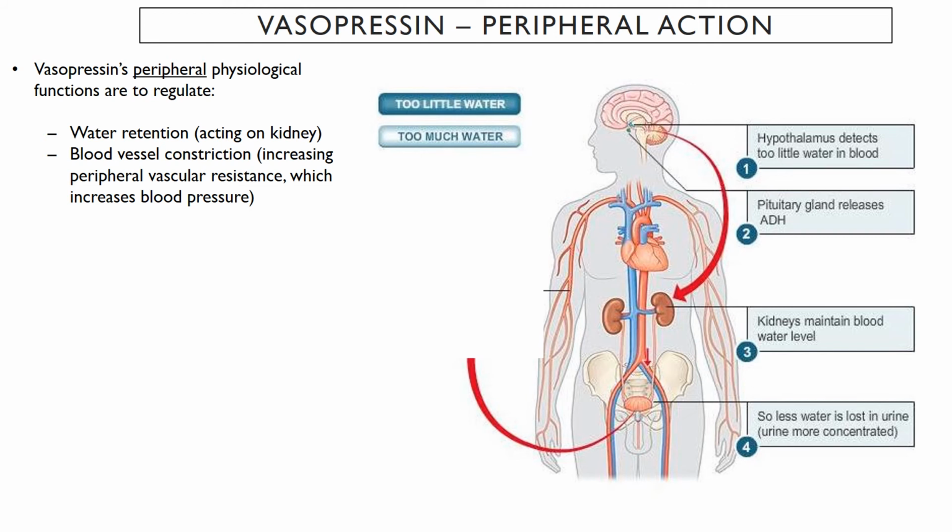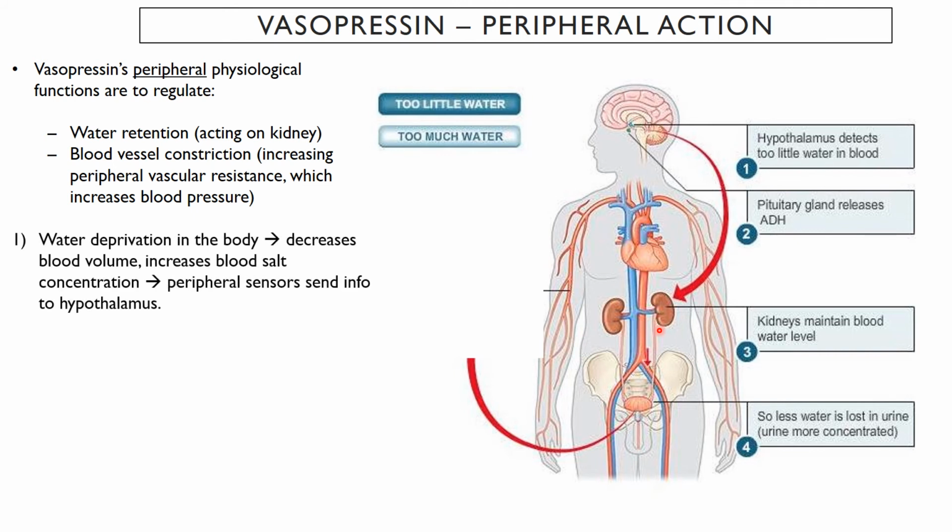So vasopressin, as I mentioned, has this important peripheral role to regulate water retention, acting on the kidney, as well as blood vessel constriction. So water deprivation in the body decreases the overall body volume and increases salt concentration.